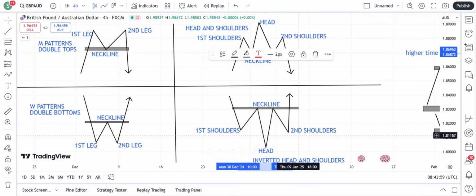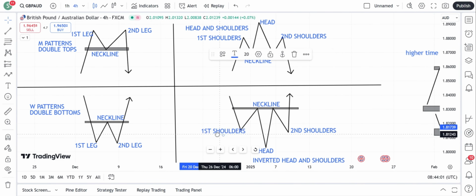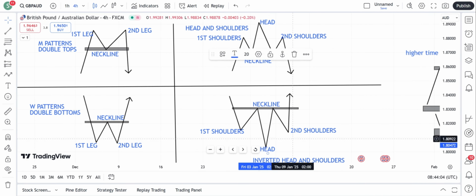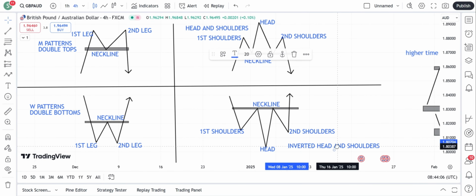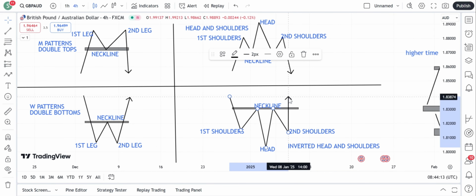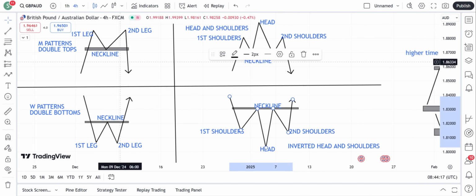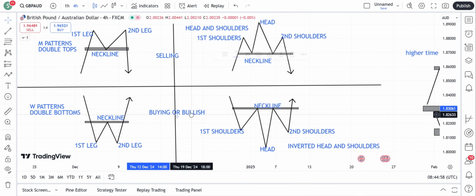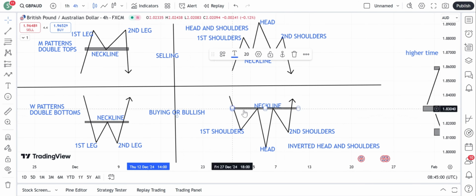So also we have the inverted head and shoulder, we have the first shoulder, we have the head, and we have the second shoulder. This is called inverted head and shoulder, and we have the neckline. Immediately price breaks above the neckline, then the inverted head and shoulder is being formed. So we can see that this is for when the market wants to go down, you're looking for sell, and this side is when you're looking for buy. So let's just identify it. These two are for when you're looking for bullish or buying opportunity, while this is when you're looking for sell.